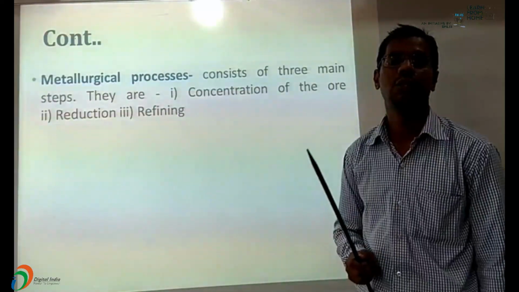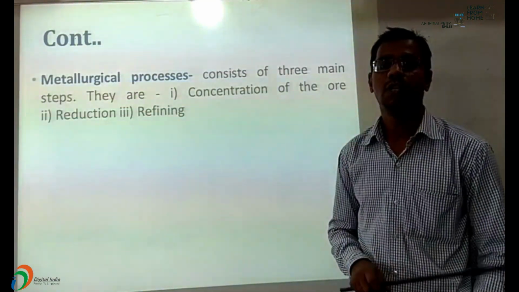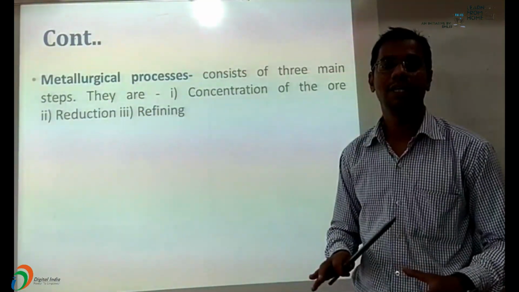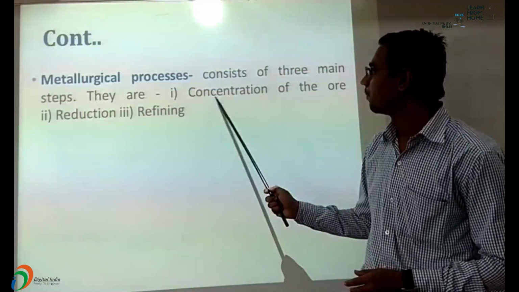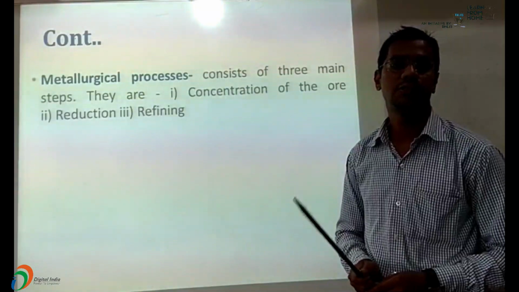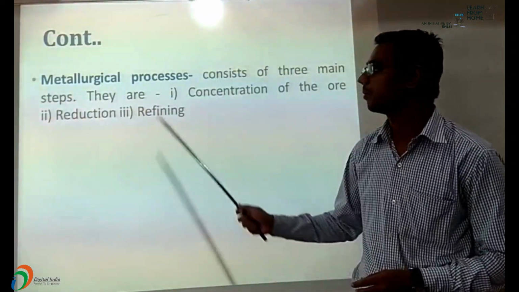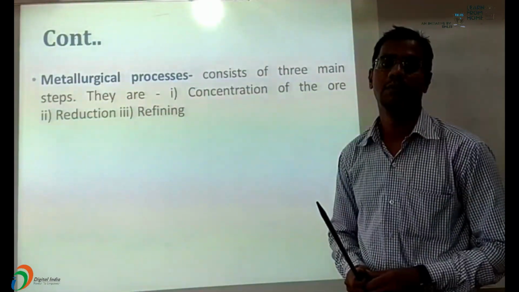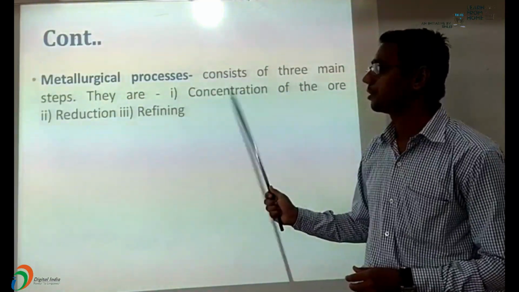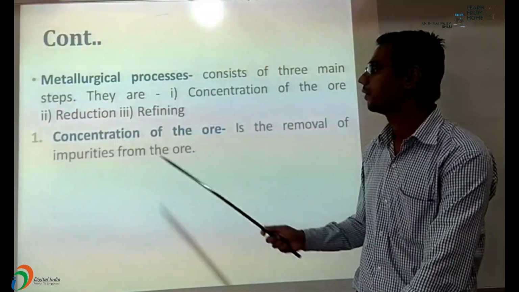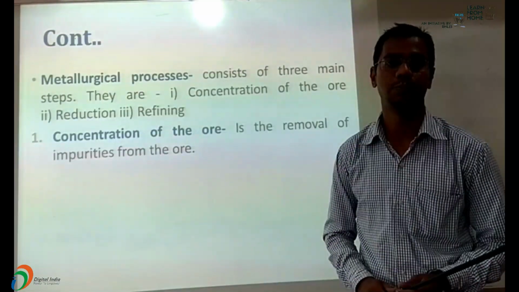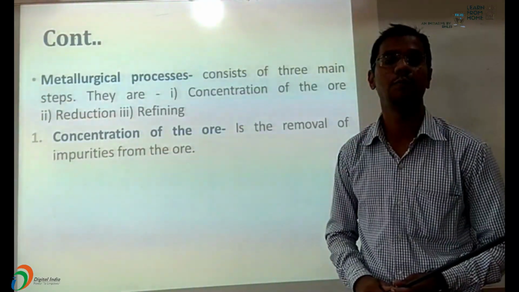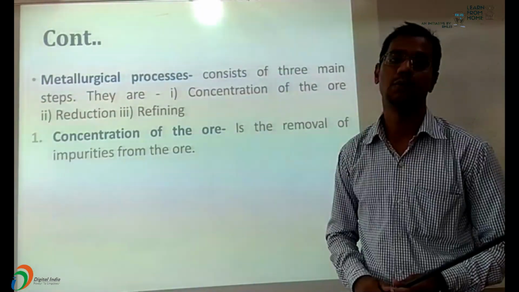Suppose I ask you a question for 1 mark: what are the different steps in any kind of metallurgical process? At that time you can write: concentration of the ore is the first step, reduction is the second step, and the third one is refining. So what is meant by the concentration of the ore? Concentration of the ore is the removal of impurities from the ore.